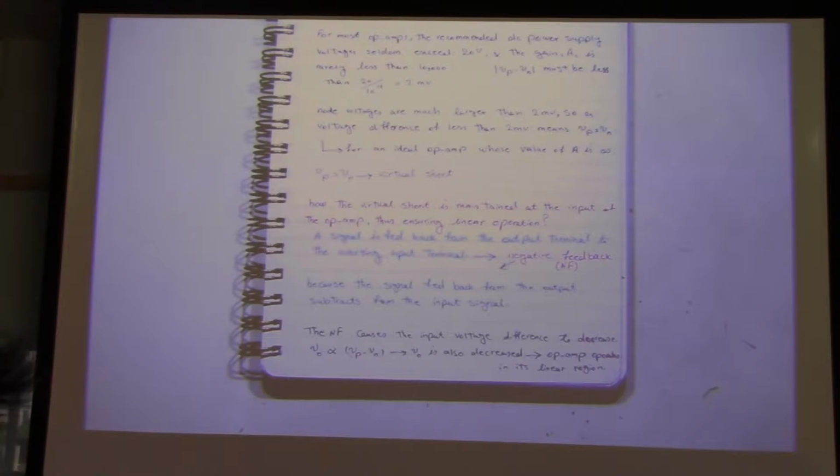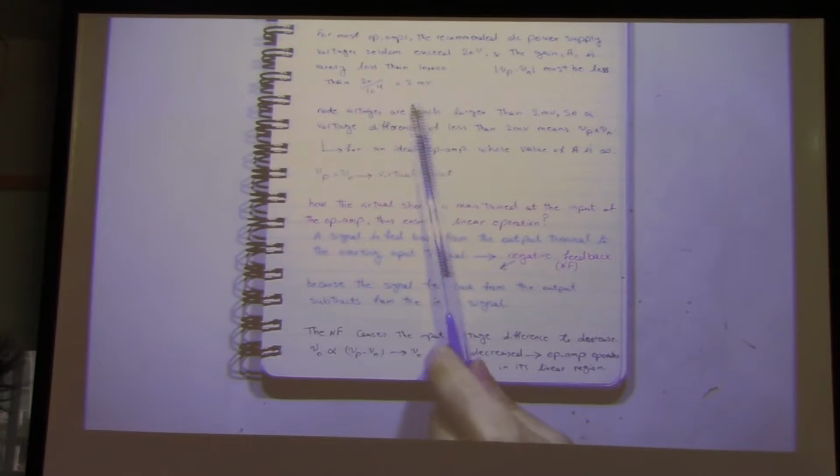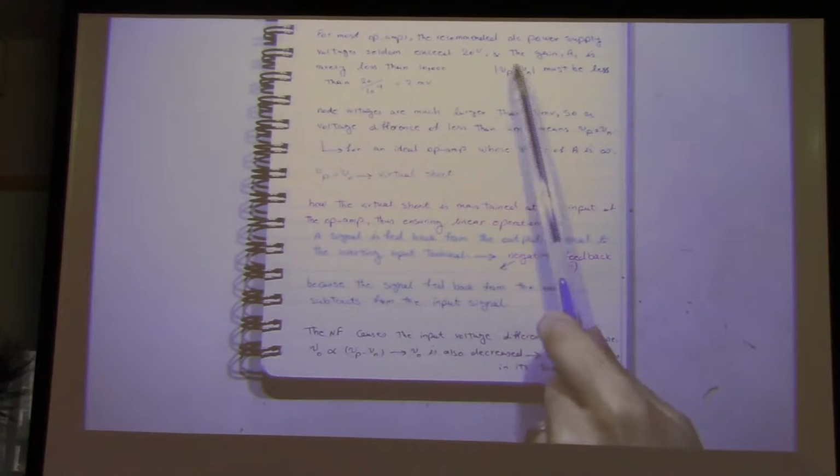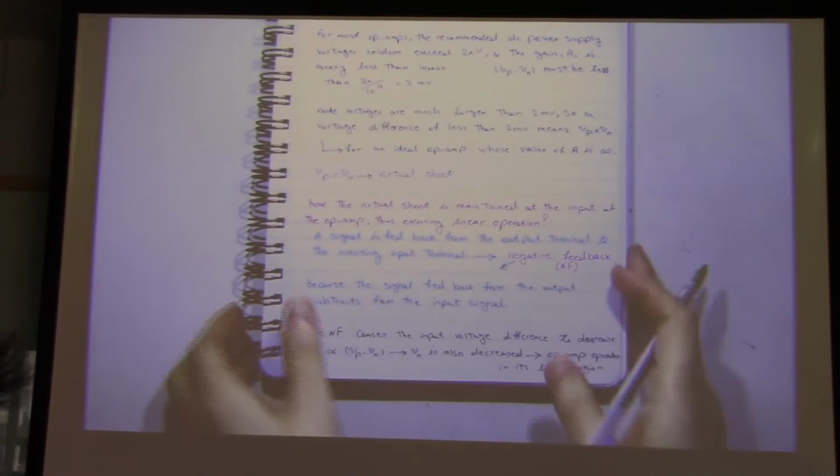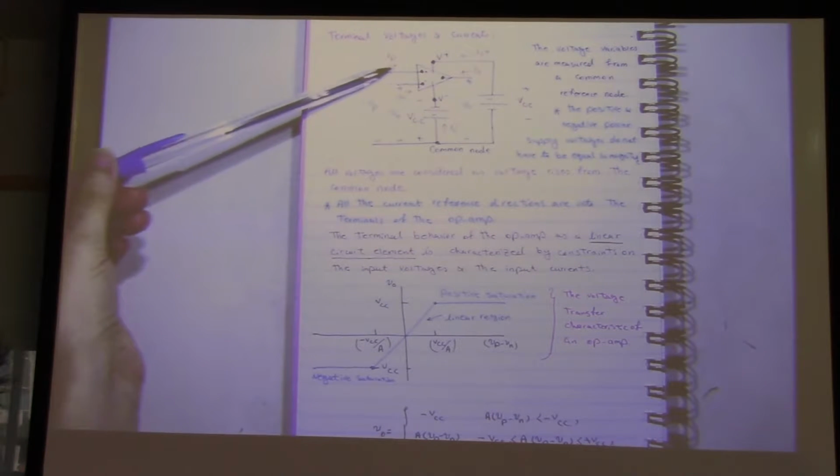2 millivolts. So what is this 2 millivolts? It is the magnitude of Vp minus Vn. So if I say over here, this Vp is 2000 and this one is 2002, what is the difference?